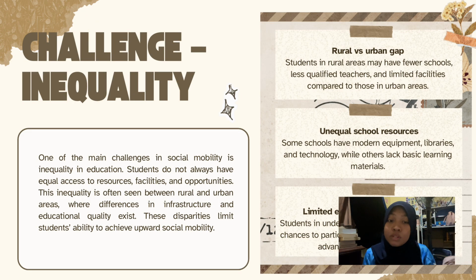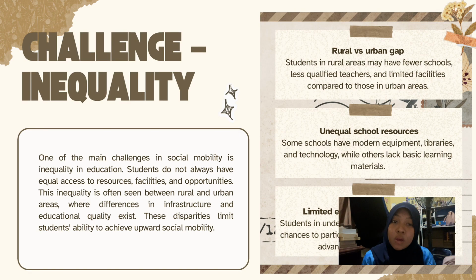So the first challenge is inequality. So one of the main challenges in social mobility is inequality itself in education. So students do not always have equal access to resources, facilities, and opportunities. So this inequality is often seen between rural and urban areas, where differences in infrastructure and educational quality exist. These disparities limit students' ability to achieve upward social mobility.